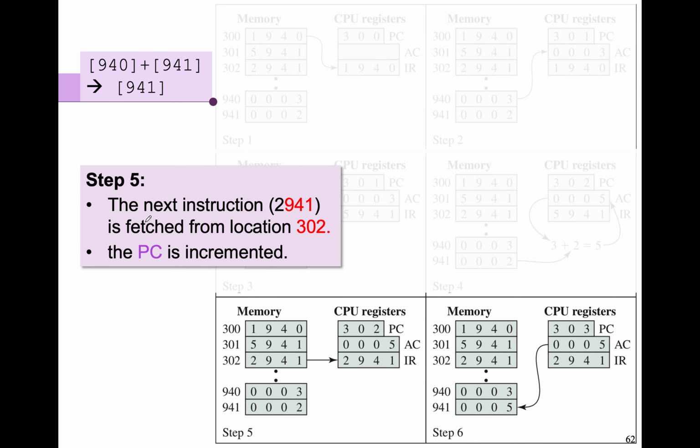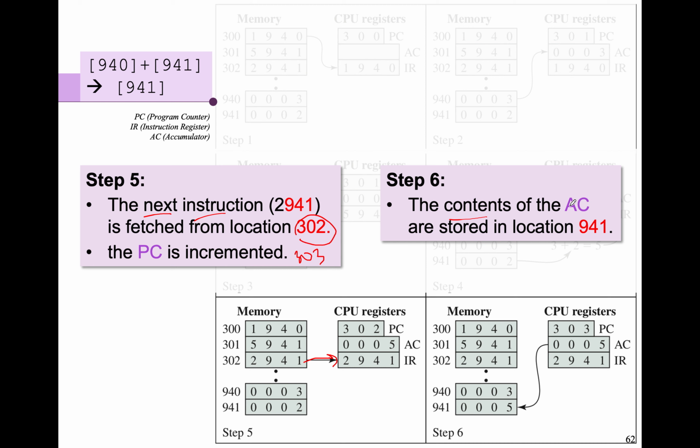Step 5. The next instruction, 2941, is fetched from location 302 because your PC is already increased. Now you're going to increase again to 303. It's going to continue basically, right? Then you're going to store this value inside your IR.